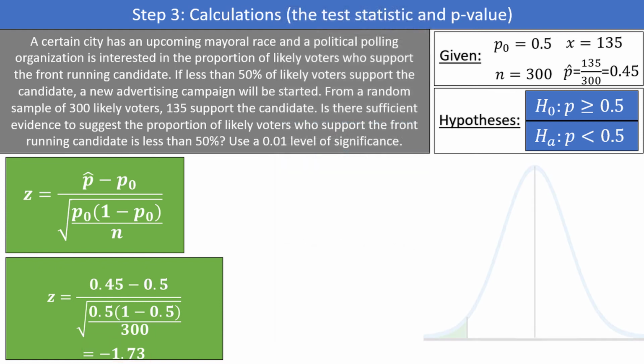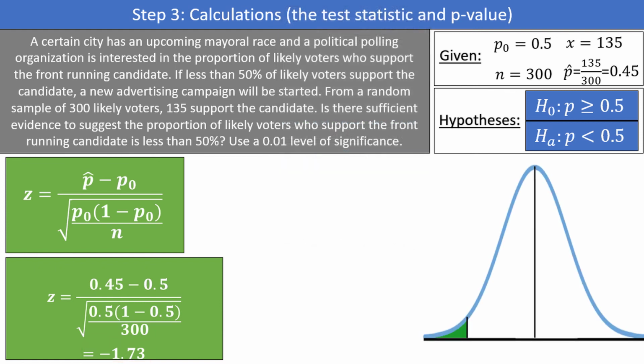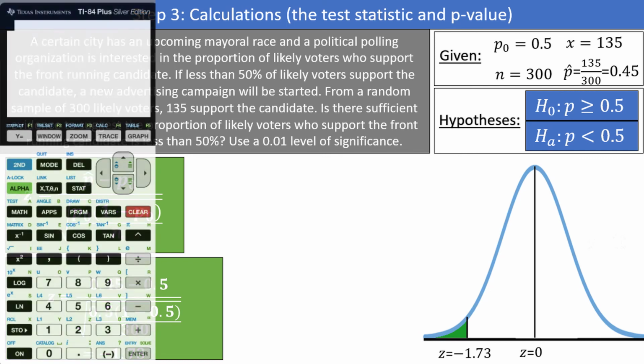If we draw the standard normal z distribution, we know the z-score of 0 corresponds to the mean, and we just calculated that the test statistic is negative 1.73. We need to calculate the p-value now, which is the area in the tail, which I have shaded in green. We could calculate the p-value using probability tables or computer software, but today I will be using the TI-84 calculator.